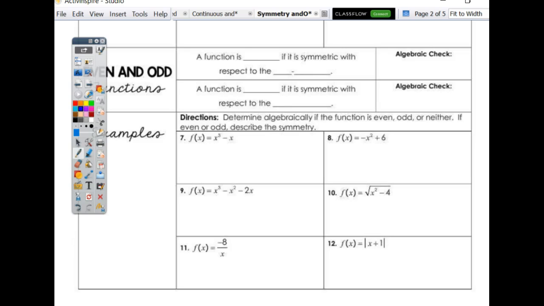Okay, so, y'all, on the front of your notes, this is the homework. Make sure you have your note page.